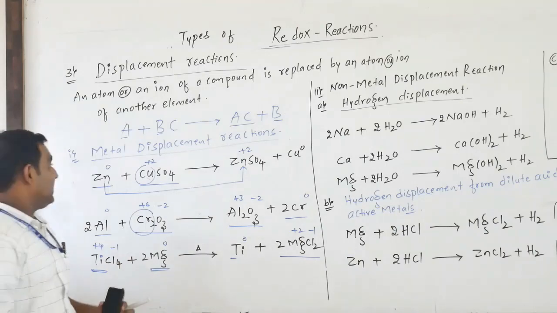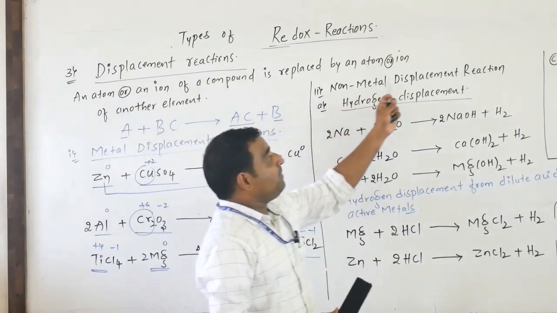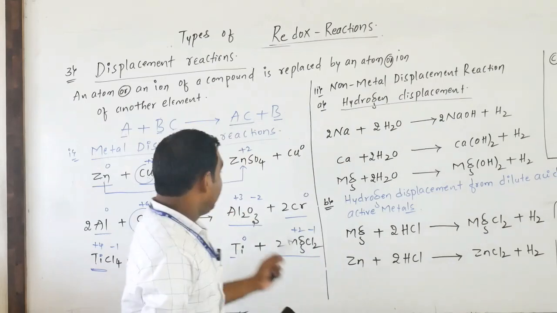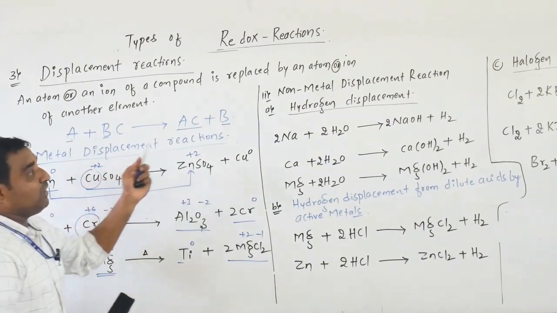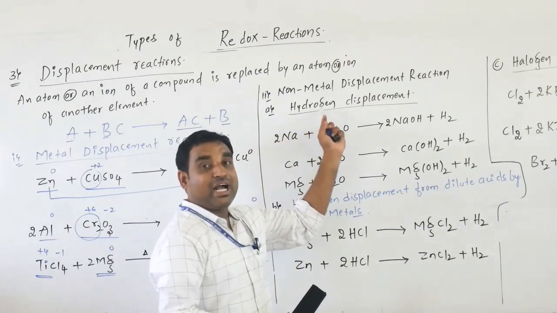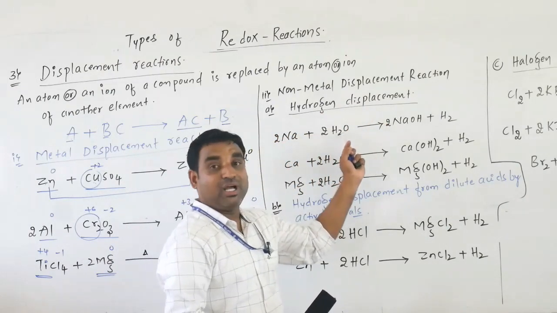Now among those, one more is the non-metal displacement reaction. Here we were discussing one metal being displaced by another metal. Now a non-metal like hydrogen will be displaced from the reaction.